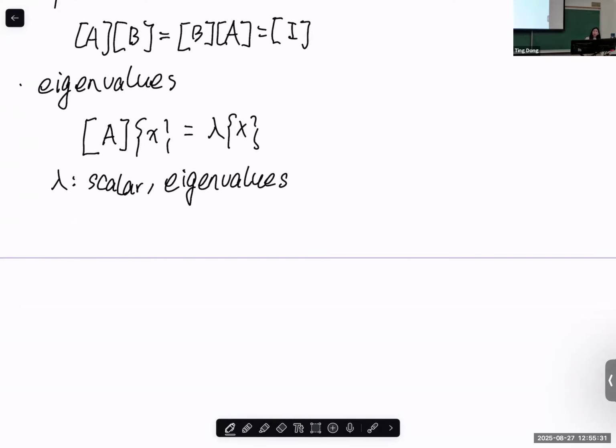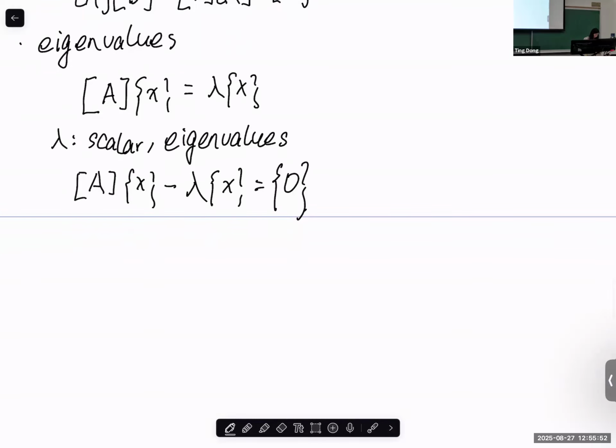So for finding the eigenvalue of this A matrix, of course, let's say we move this to one side, then it becomes A x minus lambda x equal to 0 vector. And again, lambda is a scalar. We cannot really say A matrix minus lambda times vector x, right? So what we need to do is convert this lambda to a matrix of the same dimension.